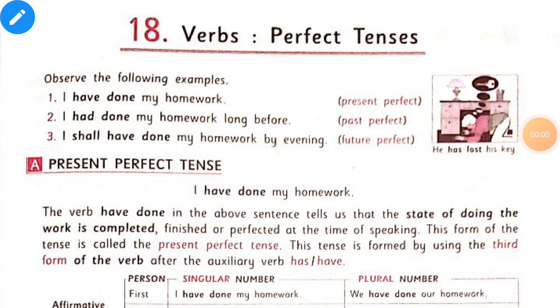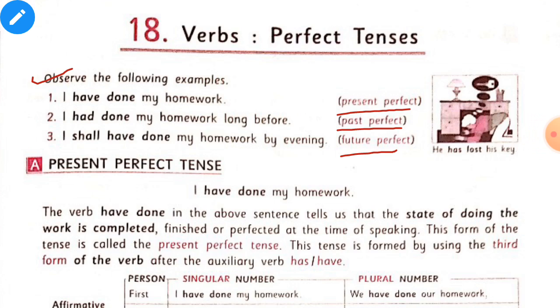Good morning, dear students. Today I'm going to start chapter 18 of your English grammar. This is the chapter about verbs and perfect tenses. In this chapter, children, we will learn about present perfect, past perfect and future perfect. So now let's come to the chapter.